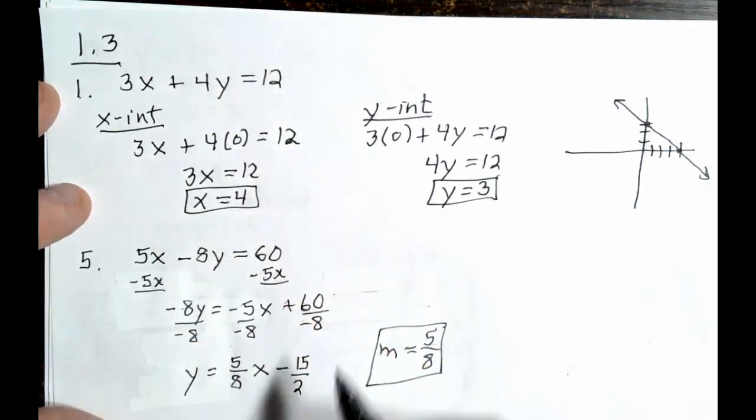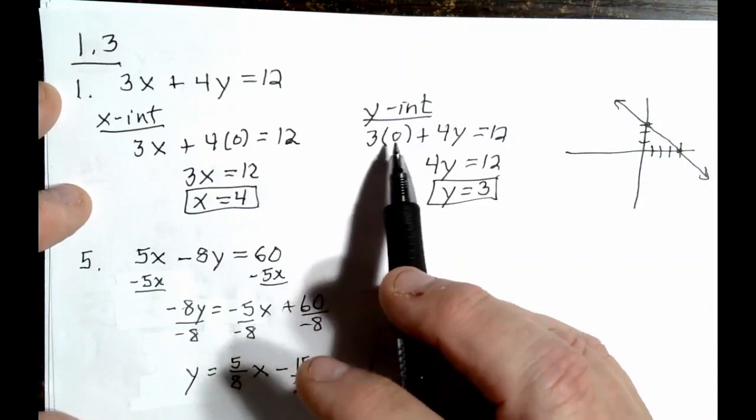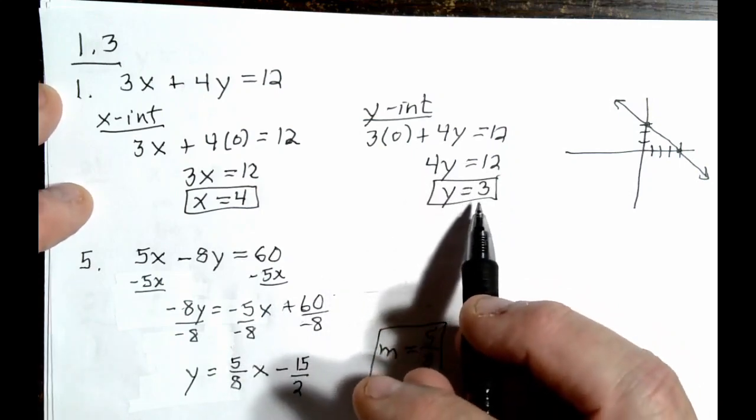Divided by 3. To find the y-intercept, you let x equal 0. 3 times 0 plus 4y equals 12. 4y equals 12, y equals 3.